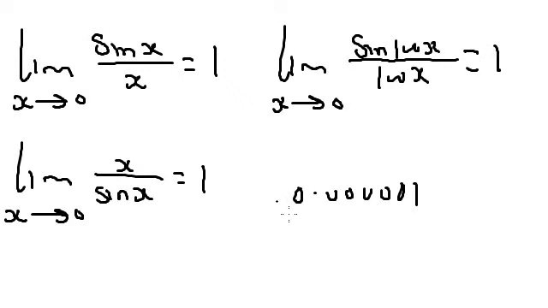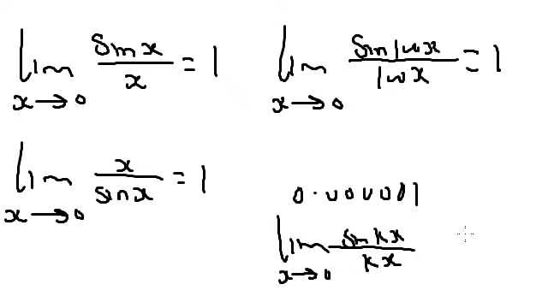So kindly keep in mind that the limit as x approaches 0 of sine kx all divided by kx, where k is a real number, will always be equal to 1. And that's one of the basic facts you have to be familiar with while dealing with problems involving limits of trigonometric functions.